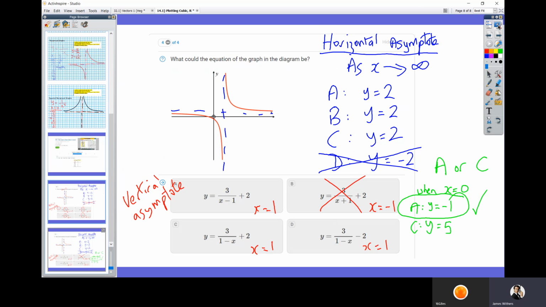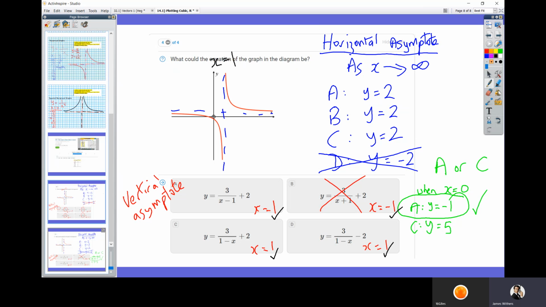So starting off with the bit in red, George, my asymptote, what makes the denominator 0? We've got x being 1 for A, x being -1 for B, x being 1 for C, and x being 1 for D. And I can see from the diagram at the top, it's going to be a positive vertical asymptote. So that must be x equaling 1. So the only one that I reject from my red vertical asymptote is option B. Yeah. Sure? Okay, right.